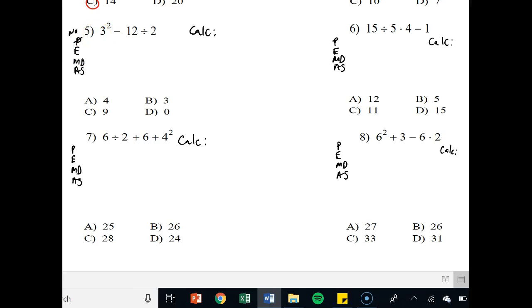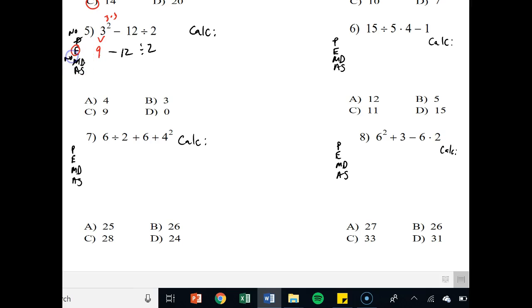It is 3 times 3. So 3 times itself twice, right? So 3 times 3, which gives you 9. Right? So then 9 minus 12 divided by 2. Right? So I'll circle my exponent because that was my first step. Do I have any multiplication? No. Do I have division? Yes. So that comes next.